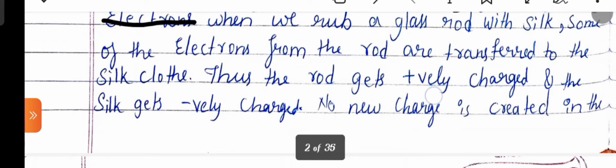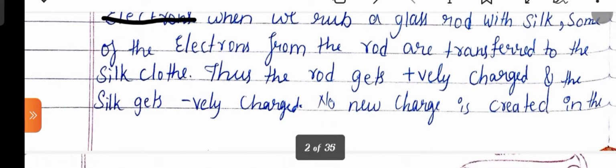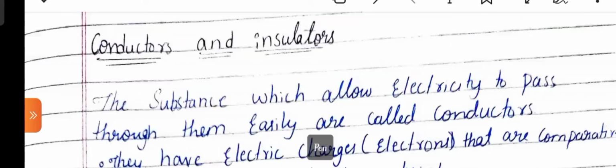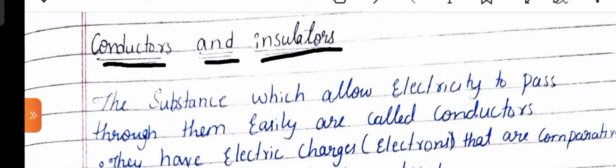Thus, the rod gets positively charged and the silk gets negatively charged. No new charge is created in it. Whenever we rub two objects, there is only transfer of electrons, but there are no new charges created. So the next topic we are going to deal with is conductors and insulators.